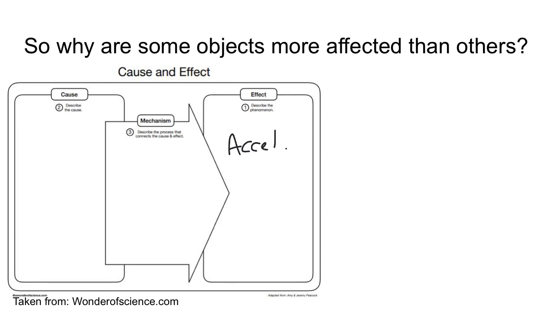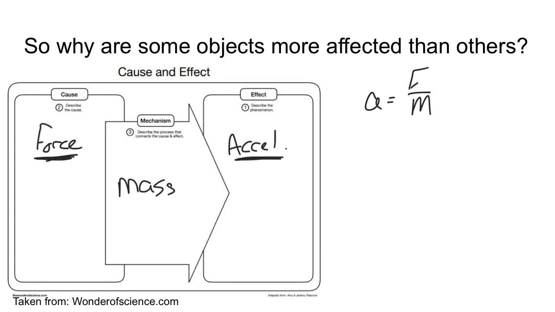The cause of that acceleration is the force. We are exerting the same force onto each other. So if we have the same exact force exerted on each other but we see different accelerations, we've got to figure out what the mechanism is. What's the cause of that difference? It's really the difference in mass, because we know that acceleration equals force divided by mass.